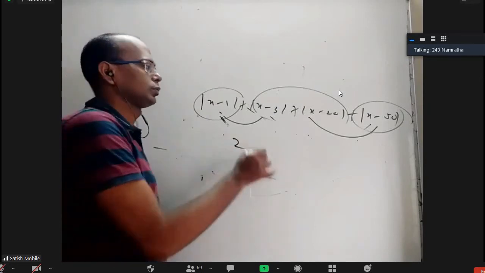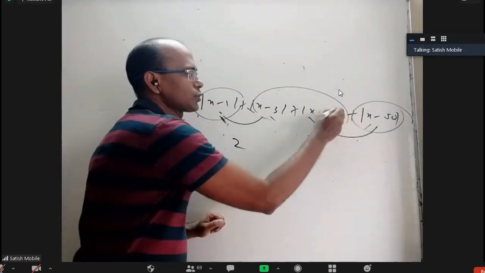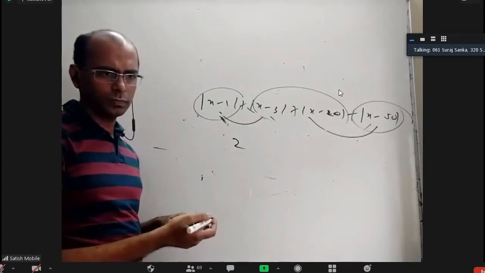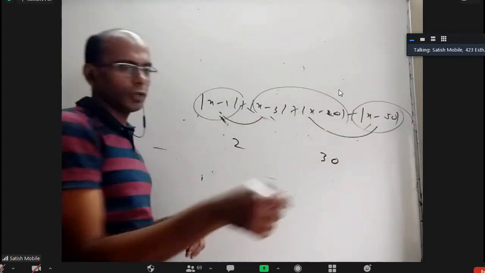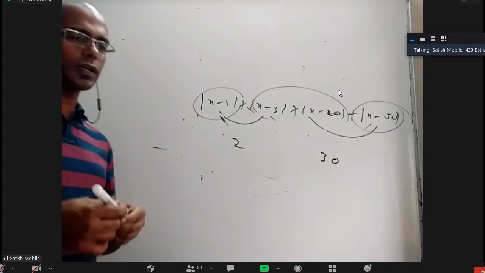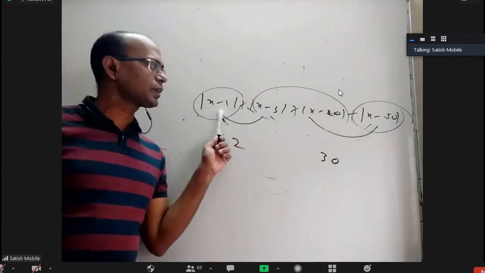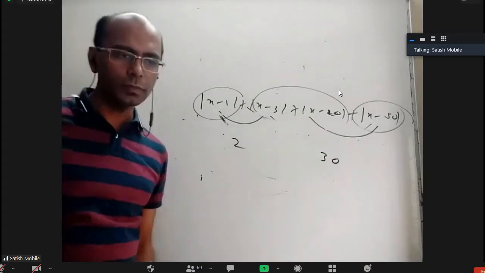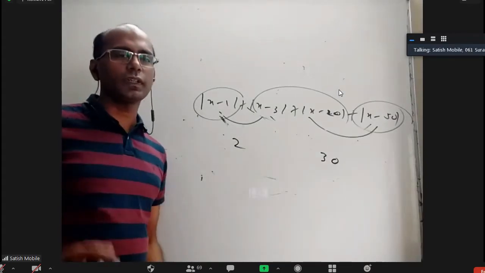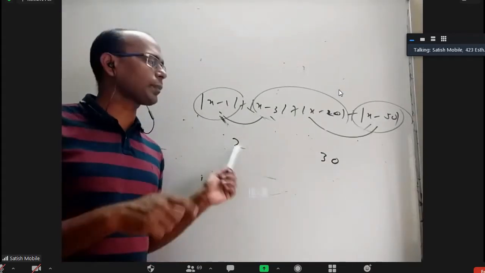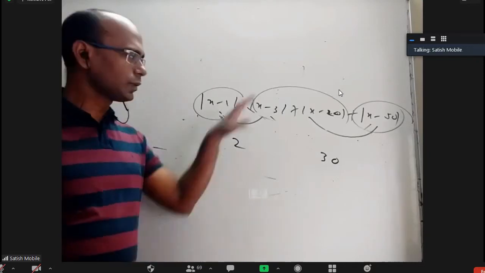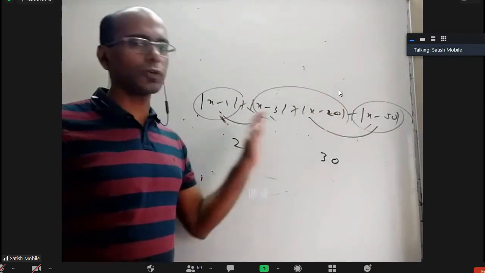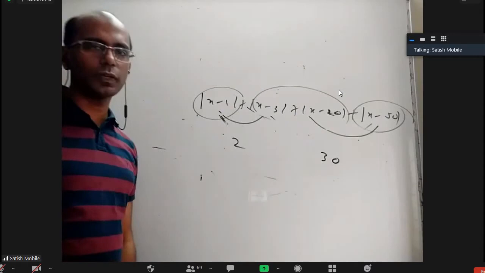2, sir. And these two, what is the sum minimum? 30. But you cannot say total minimum is 32, because this minimum is attained for every x between 1 and 3, whereas this minimum is attained for every x between 20 and 50. There is no x where both can happen simultaneously. So this minimum 2 is correct, this minimum 30 is correct, but the total minimum is not 32. That will be wrong.